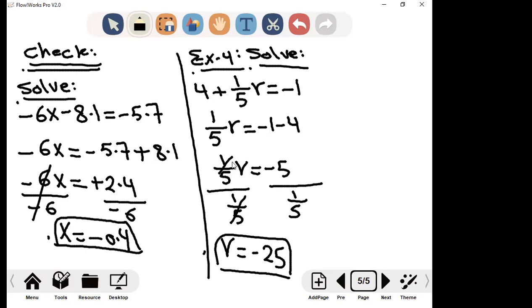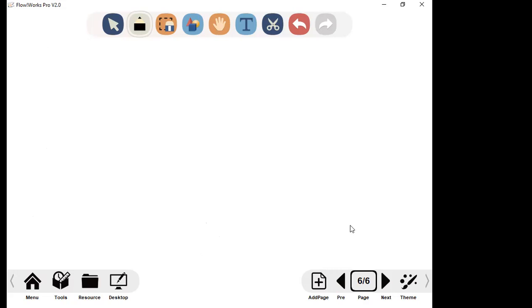Steps. You need to do steps. Steps. Shifting, then dividing. Okay. Steps. It's important. Let's do the check after this example.